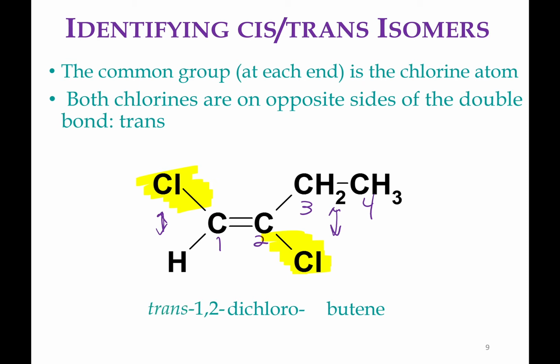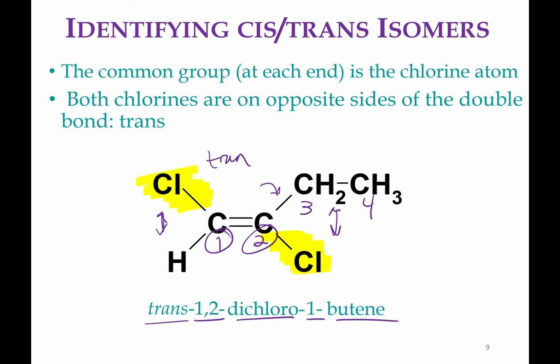1,2-dichloro. There's the one. They're on opposite sides, so it's trans. The chlorines are at 1 and 2, so 1,2-dichloro, 1 butene. I do have to have the 1 because the double bond could be at carbon number 2, and it still would be butene. So trans 1,2-dichloro, 1 butene would be the name of this one.